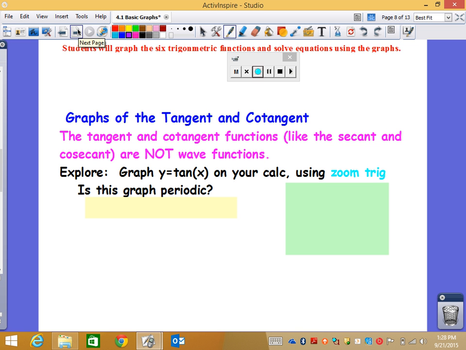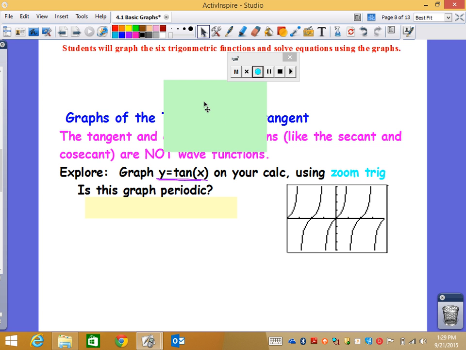So let's kind of change gears a little bit to graphs of tangent and cotangent. If you want to whip out your calculators again and graph y equals the tangent of x, make sure you're in radians again, click zoom trig, and you're going to get something that looks a heck of a lot like this. Kind of a disco function, as I like to call it.